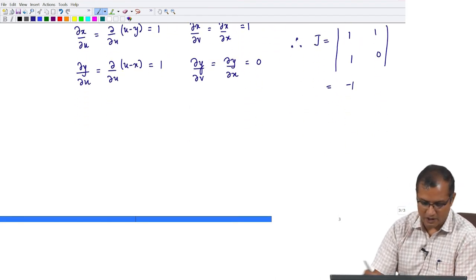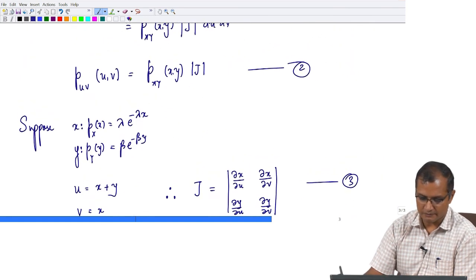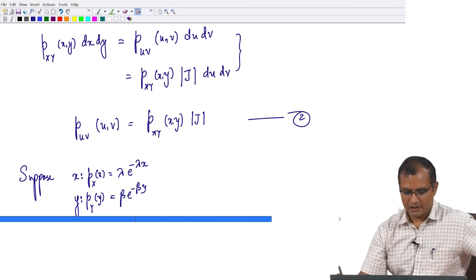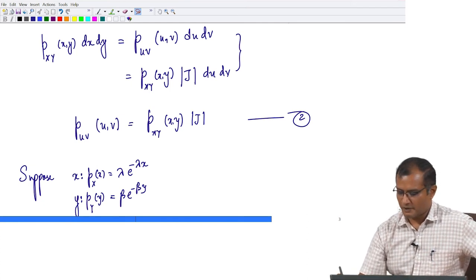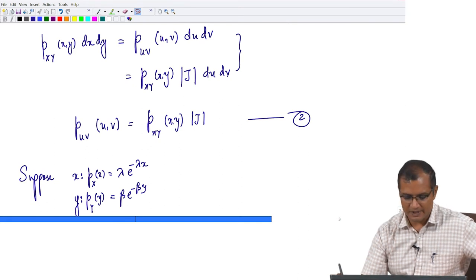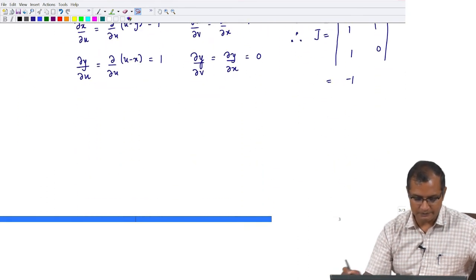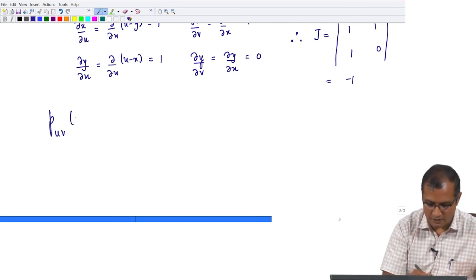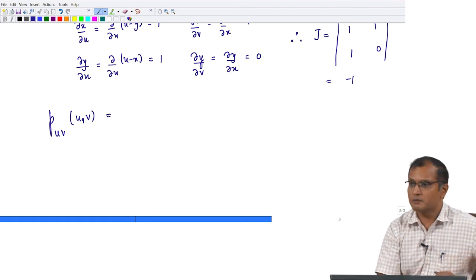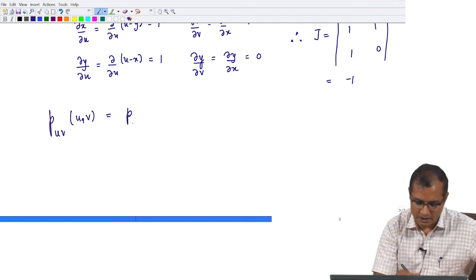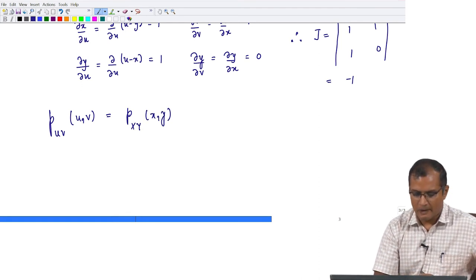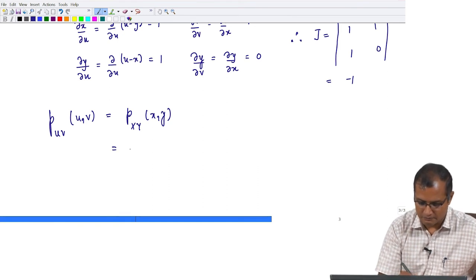So, then we can write down from our relationship here that P u comma v is equal to mod of minus 1, which is just 1. So, basically from equation 2, I can write down very easily that my joint distribution of u comma v is given by the joint distribution of x comma y. But this is nothing but the product of individual distributions, because x and y are independent.